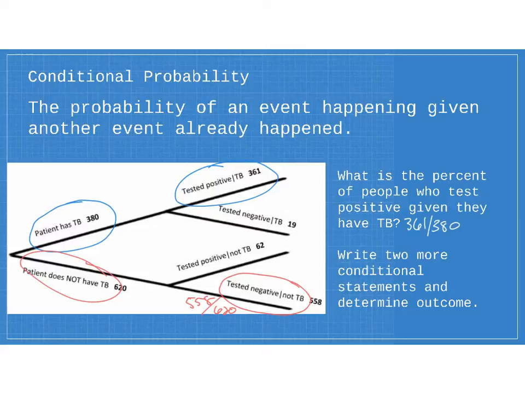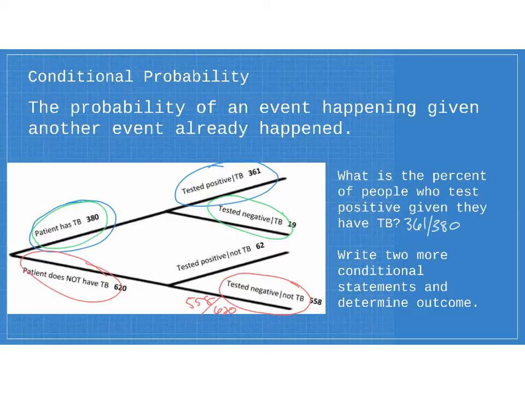All right, someone else who has another one. I said, what is the percent of people who test negative, given that they do have TB? Good. So another one is tests negative, given that they do have TB. And so what's that?